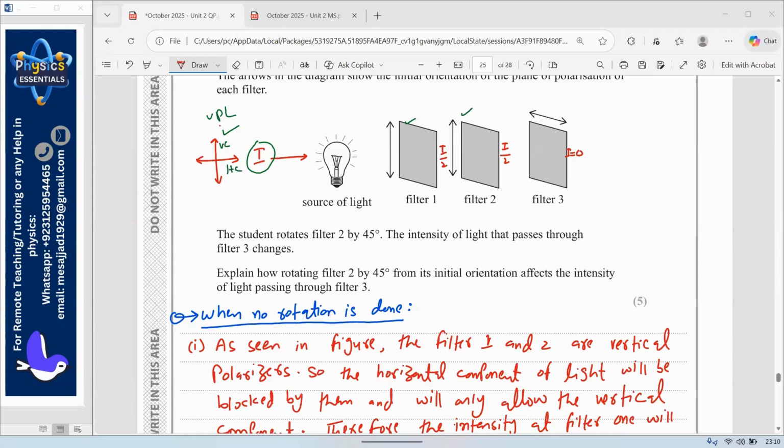So the horizontal components here will be blocked by filter one, and it will only allow the vertical component. And this vertical component, when it arrives here, the intensity has been reduced from I to I half, and the same intensity of light will pass through filter 2, because this is also vertical, so it will allow the light as it is, and it will be moving to filter 3.